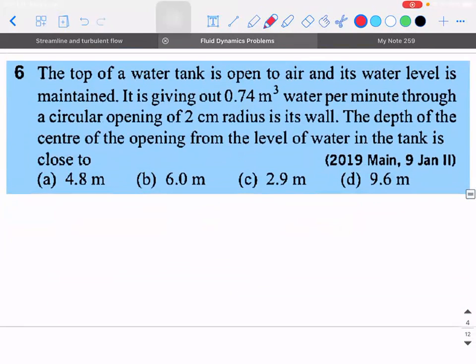Can you guys try this? The top of the water tank is open to air, which is very important information for us. So the pressure at the top is atmospheric pressure and its water level is maintained. Again, it's a similar problem. It is giving out 0.74 meter cube water per minute. You have to be careful with this. So 0.74 meter cube water per minute through a circular opening of 2 centimeter radius in its wall. The depth of the center of the opening from the level of water in the tank is close to... Okay, it's a direct one. It's only one step.